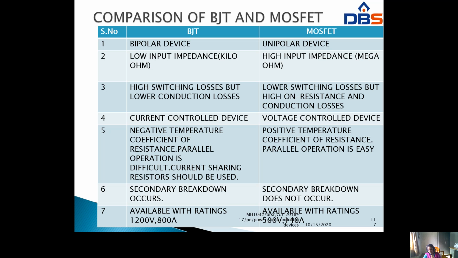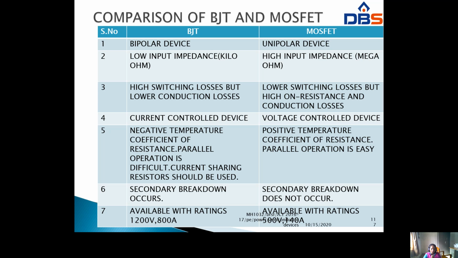But here it is a voltage control device with a positive temperature coefficient of resistance. Here parallel operation is easy, but in the BJT parallel operation is difficult. Secondary breakdown occurs in the BJT, but in the MOSFET there is no secondary breakdown. Available with a rating of 1200 volts to 800 amps, and the MOSFET rating will be 500 volts to 140 amps. So BJT is a bipolar device and MOSFET is a unipolar device.